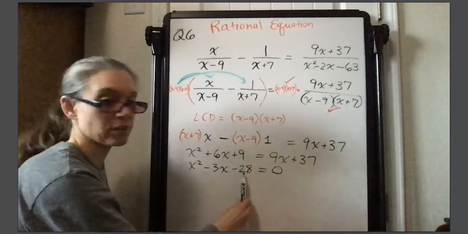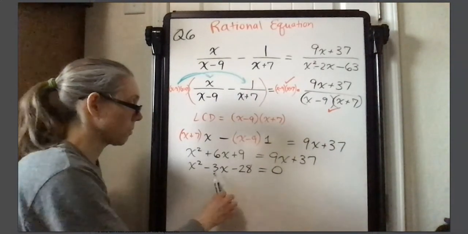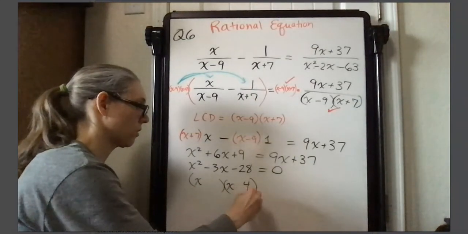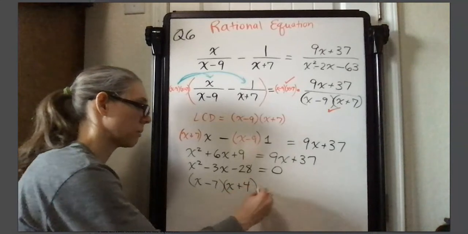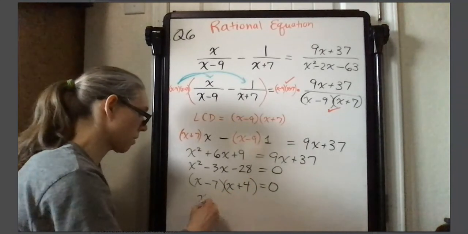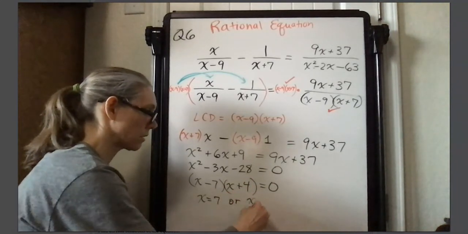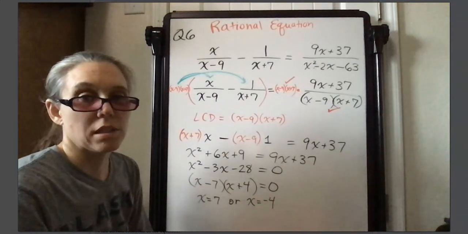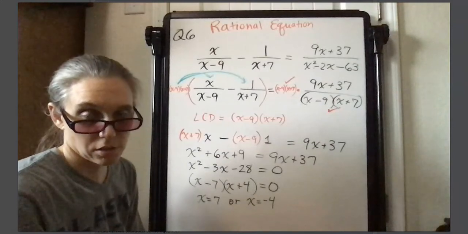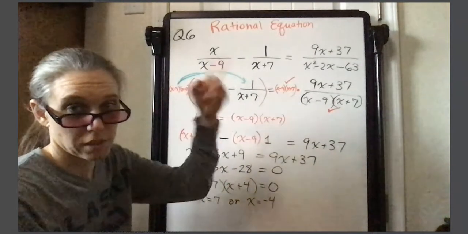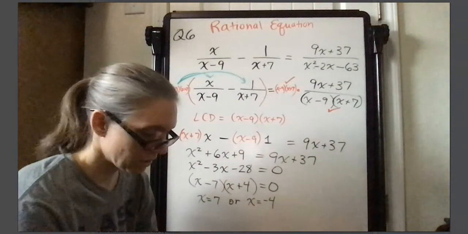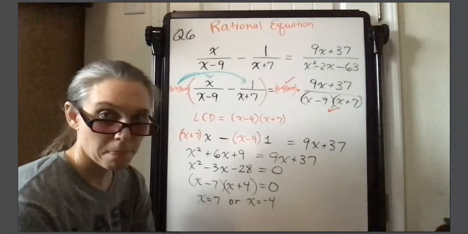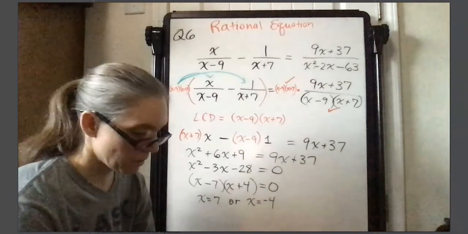So we need to find two factors of 28 that differ by 3. And those two factors are 4 and 7, with 7 being negative and 4 being positive. Zero factor property, x is equal to 7, or x is equal to negative 4. Okay, so what we want to do is check that this actually works. And so you can plug these into both sides of the equation using a calculator.